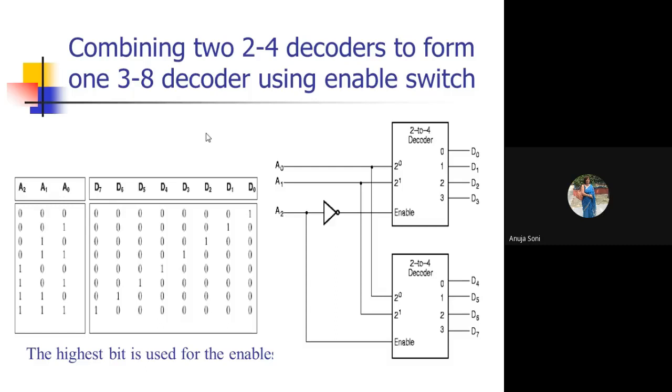How? What will be the truth table? Ultimately, combining 2 to 4 decoders to form one 3 to 8 decoder using an enable switch. How is it to be done? See, again in a similar manner we have written all the possible combinations of A0, A1 and A2: 0 0 0, 0 0 1, 0 1 0, and so on, like we earlier had written for the 3 to 8 decoder. We have made its truth table on the basis of the different combinations of the various input values.